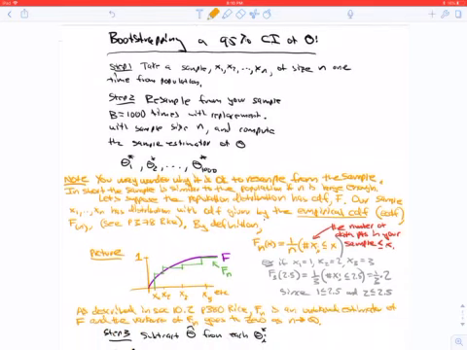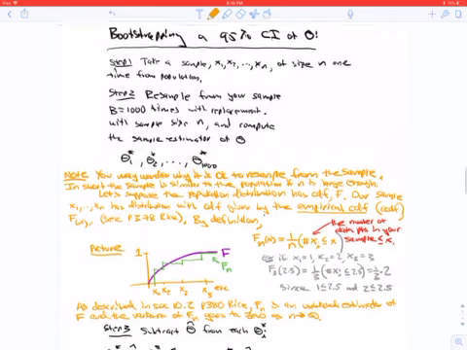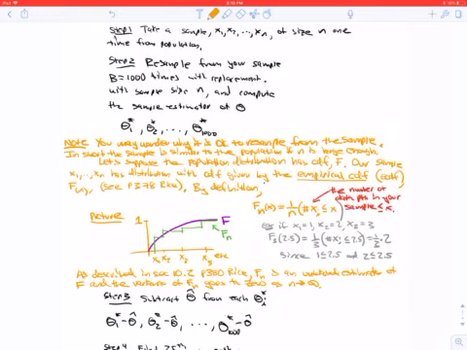So there's a procedure here. Step 1 is we take a one-time sample from our population. Step 2 is we're going to resample this sample 1,000 times and compute the estimator for each of those samples. So call that theta 1 star up to theta 1,000 star. You may be wondering why it's okay to resample from your sample.